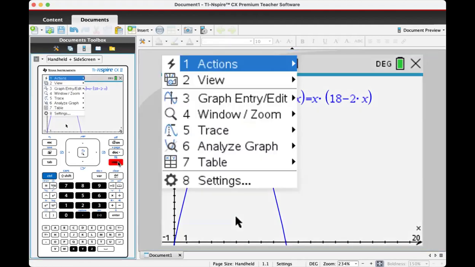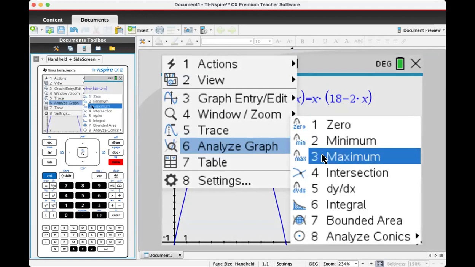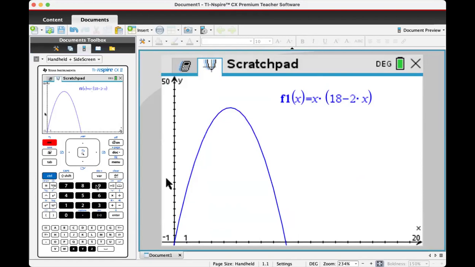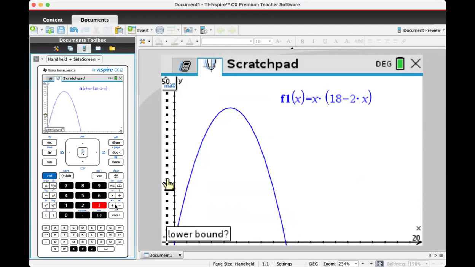I'm going to go to menu, right? Then I'm going to go to analyze graph, number 6. Right? And then I'm going to go to maximum. I'm just going to press escape one more time to show this. Just go menu, then press number 6, and then press number 3, okay? So menu, 6, and 3, all right? Now you see a dotted line appear here, okay? And it says lower bound, okay? That means the calculator is saying, well, where should I go look for the maximum?